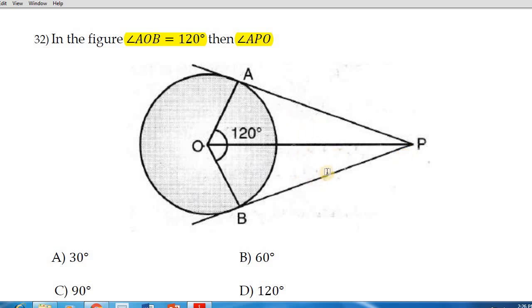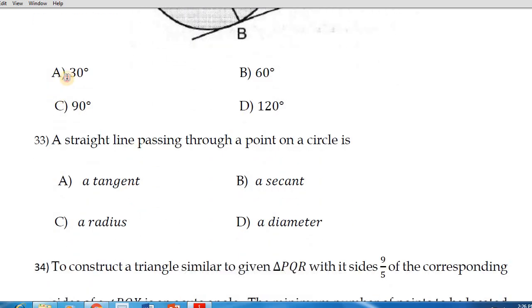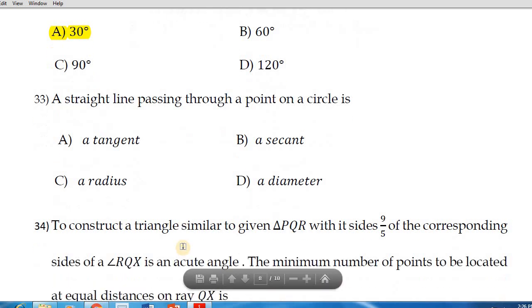So what all the two triangles are formed here, we can show those two triangles are congruent. So AOP will be 60 degrees and OAP will be 90 degrees. So 90 plus 60 will be 150 degrees. Then APO will be 30 degrees according to the angle sum property of a triangle. Hence here the correct option is A, 30 degrees.